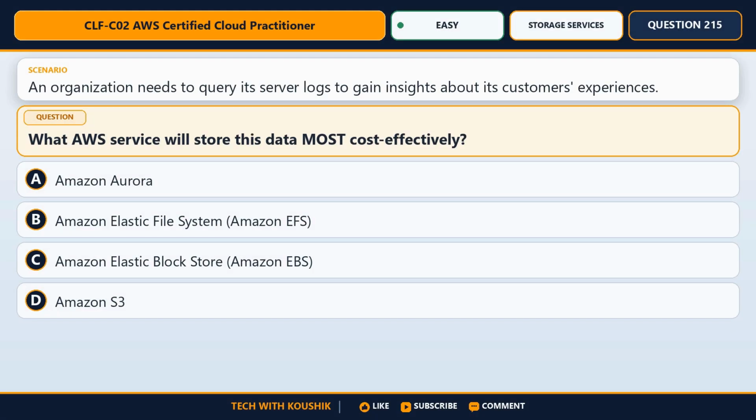Question number 215. An organization needs to query its server logs to gain insights about its customers' experiences. What AWS service will store this data most cost-effectively? Option A. Amazon Aurora. Option B. Amazon Elastic File System, Amazon EFS. Option C. Amazon Elastic Block Store, Amazon EBS. Option D. Amazon S3.